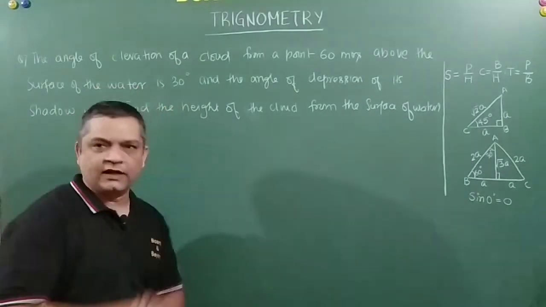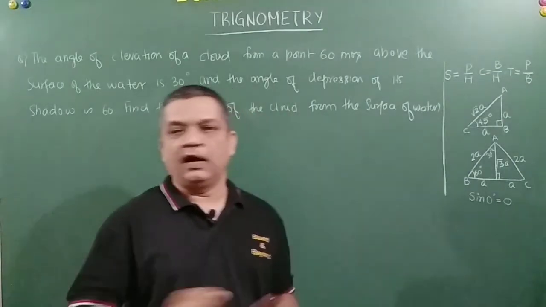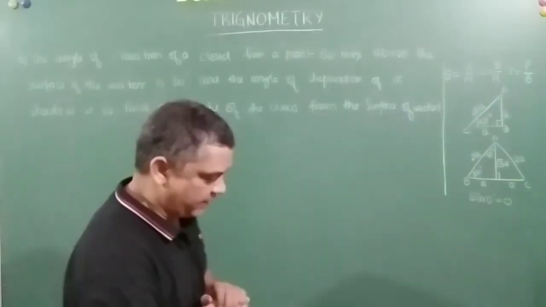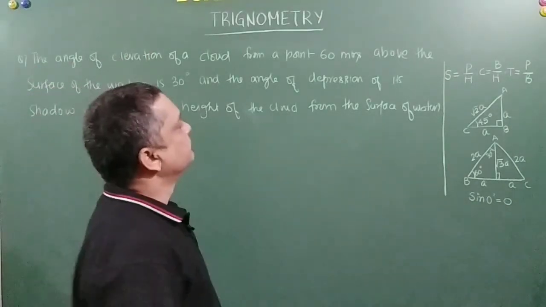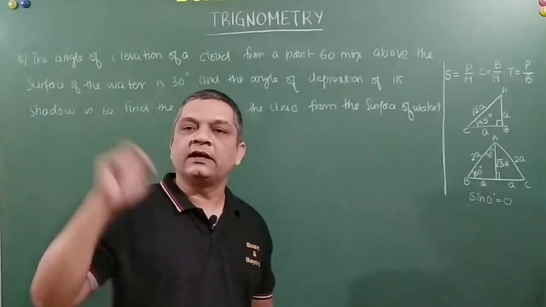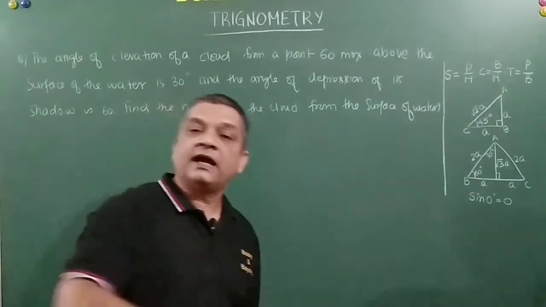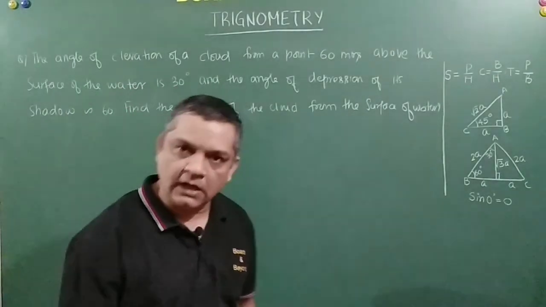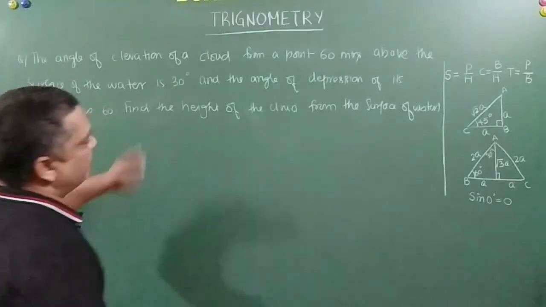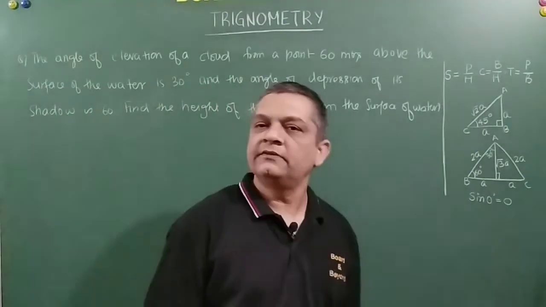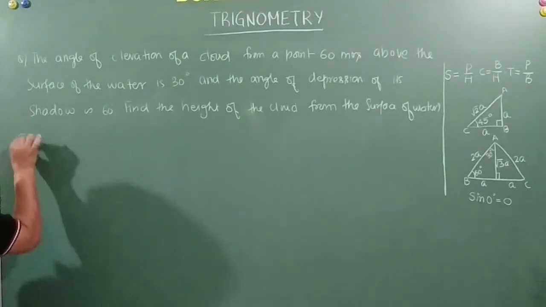Okay friends, so I have taken down the problem. Again, an important problem from the examination point of view and from your learning point of view as well, right? So the problem says that the angle of elevation of a cloud from a point 60 meters above the surface of water is 30 degrees, and the angle of depression of the shadow of the cloud is 60 degrees. Correct? Find the height of the cloud from the surface of water. So let's first draw the diagram for this.